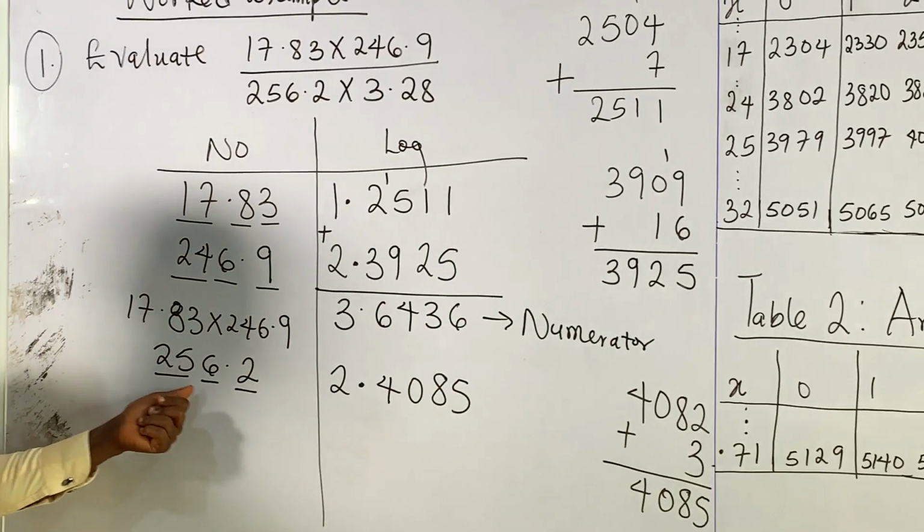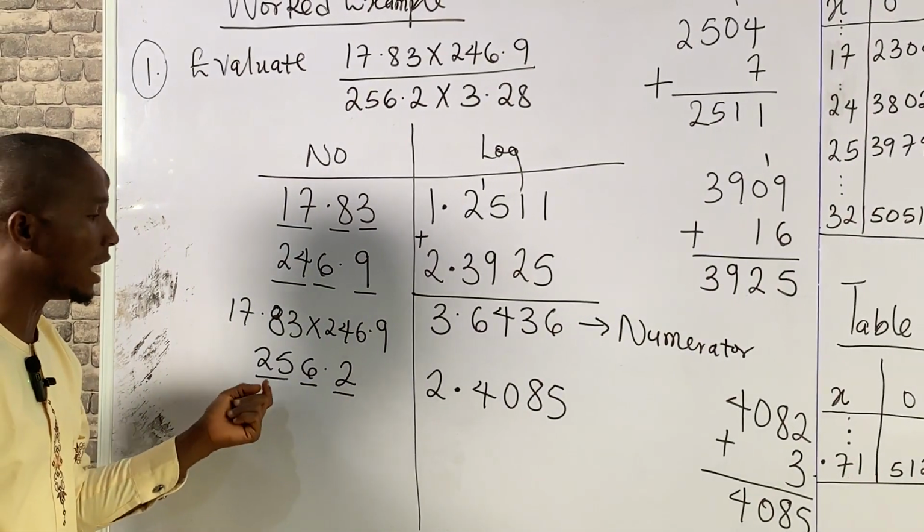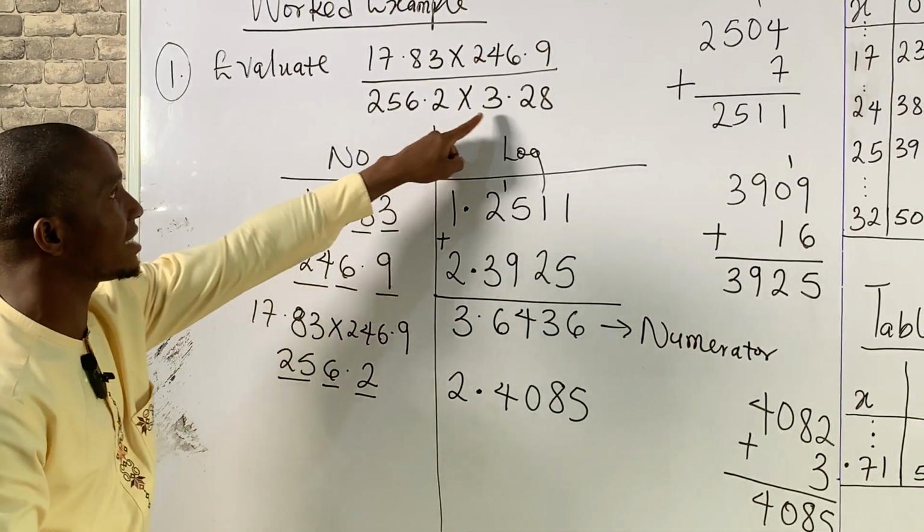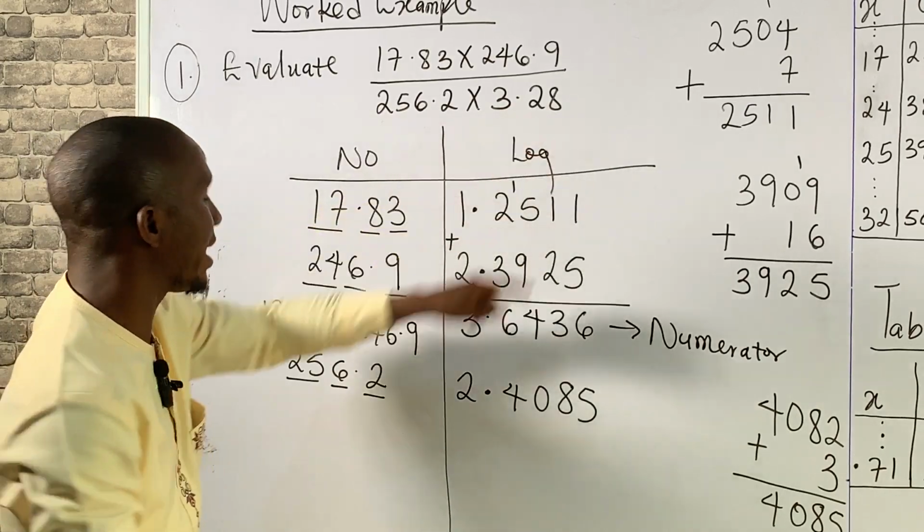4085. That is 256.2. So it means the log of 256.2 is 2.4085. The next number is 3.28.